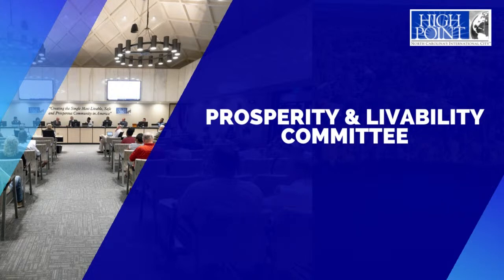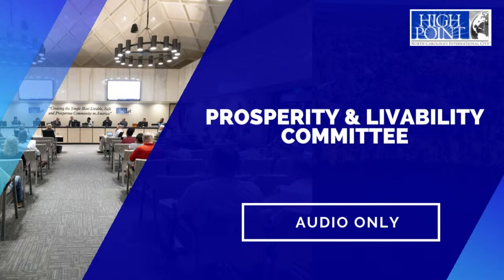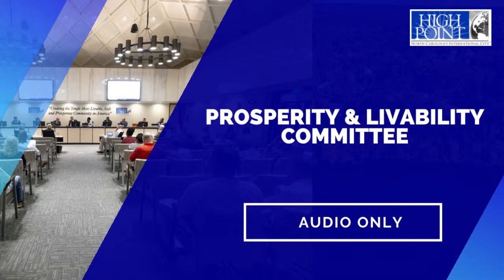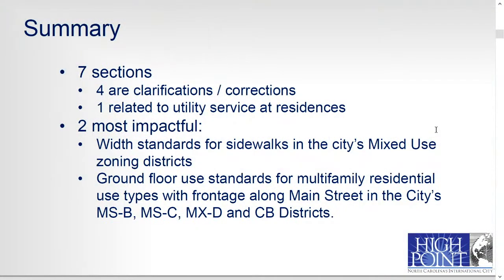But let me go to the presentation here. In summary, there are 7 sections to be amended. 4 are clarifications, as staff is looking at it, where a definition is confusing or misrepresents what the ordinance is intending to do. And 1 is related to utility service at residences, something that came up during inquiries from residents trying to gather permits. But there are 2 that are most impactful, and we'll highlight those today.